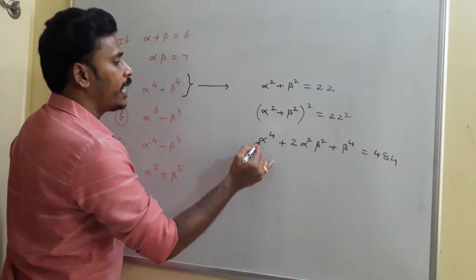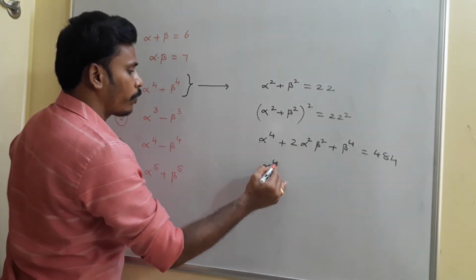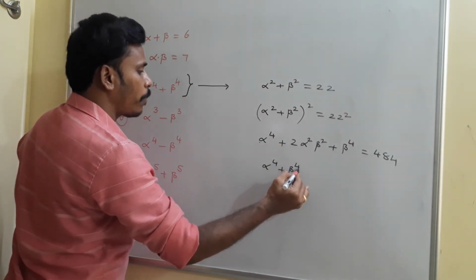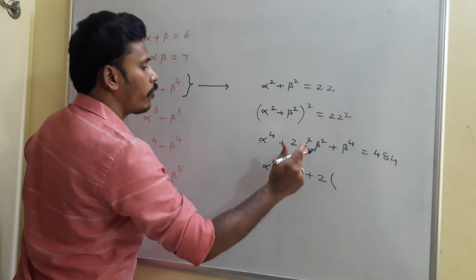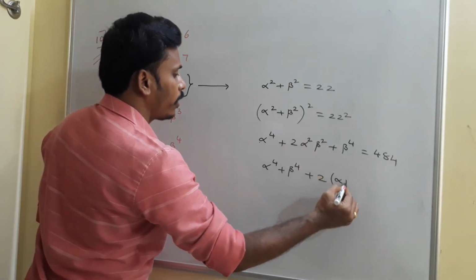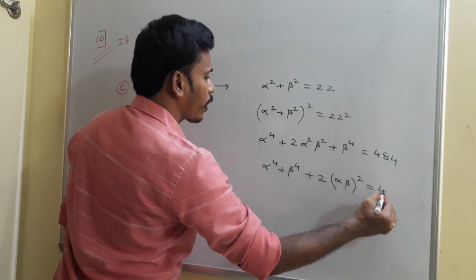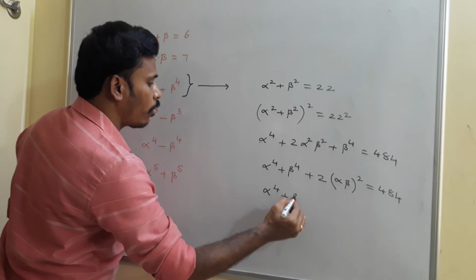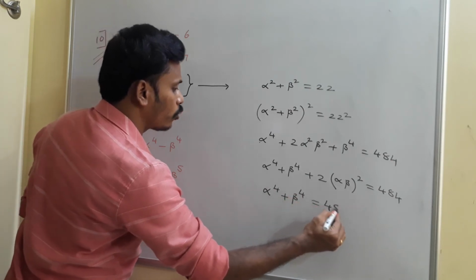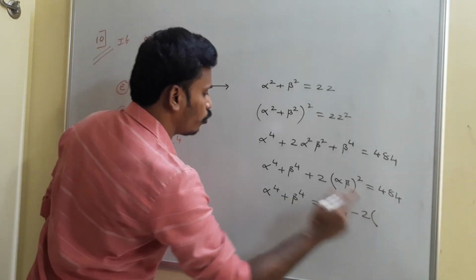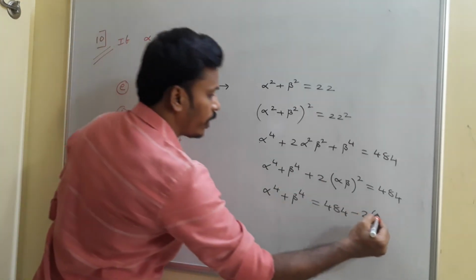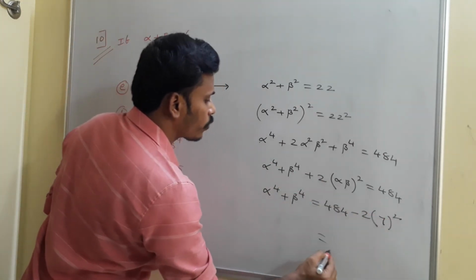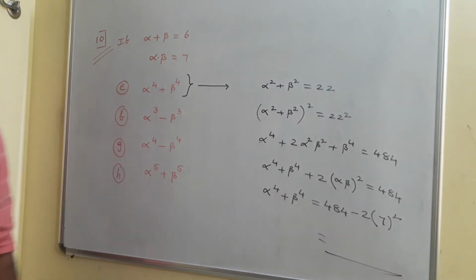484. I need alpha power 4 plus beta power 4. So alpha power 4 plus beta power 4 plus 2 times alpha square beta square, which is alpha beta whole square, is equal to 484. And alpha power 4 plus beta power 4 is equal to 484 minus 2 into this alpha beta, which is 7, so 7 square. That's what you need to simplify. If you simplify it, you will get your answer, okay? 484 minus 2 into 7 square.